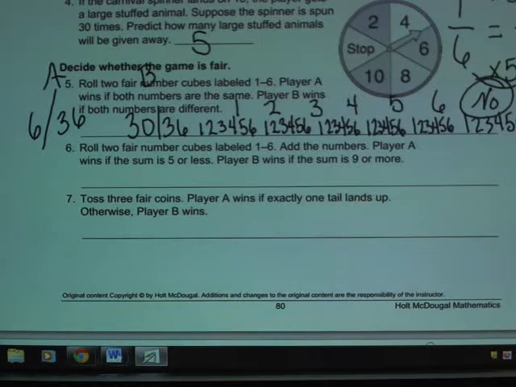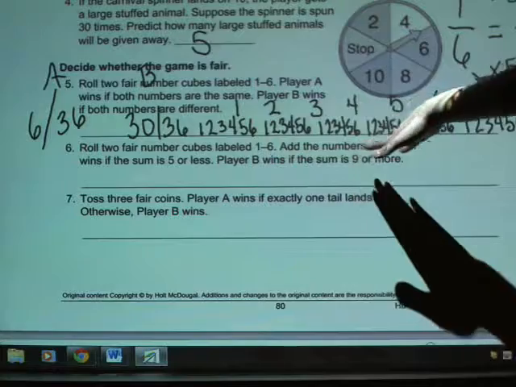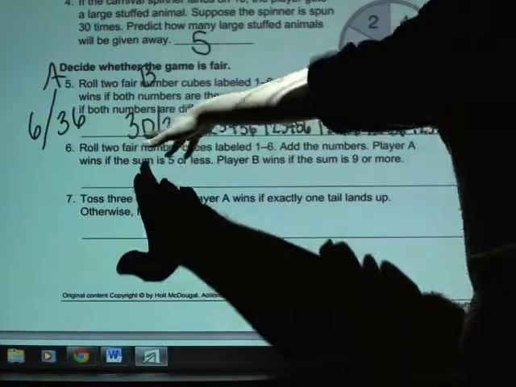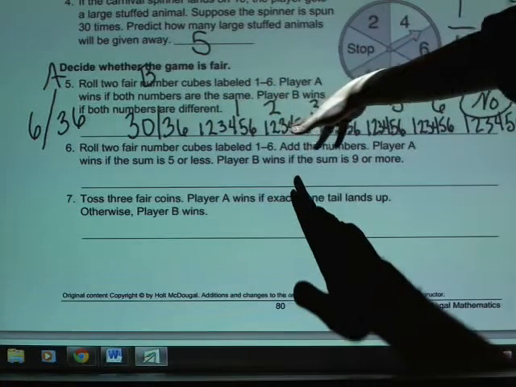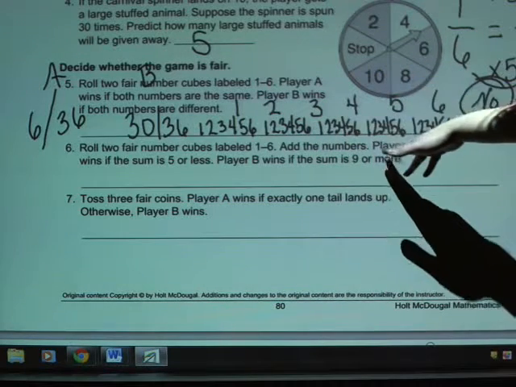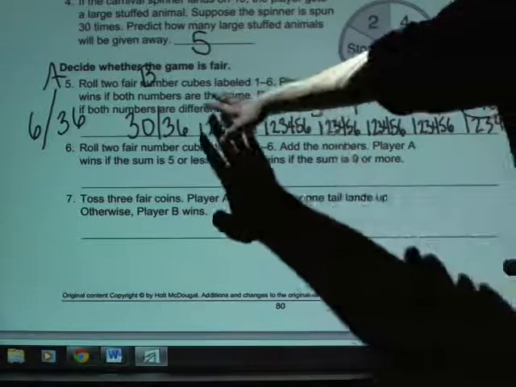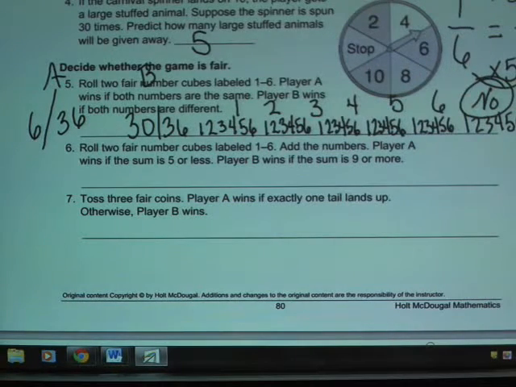You can use that same setup, this branching diagram, to help you with number 6, because the initial part is the same here, where it says roll 2 fair number cubes labeled 1 through 6. What's different is the scenario. Then you have to add the numbers and then figure out the different probabilities. But this setup will help you get started with question number 6.